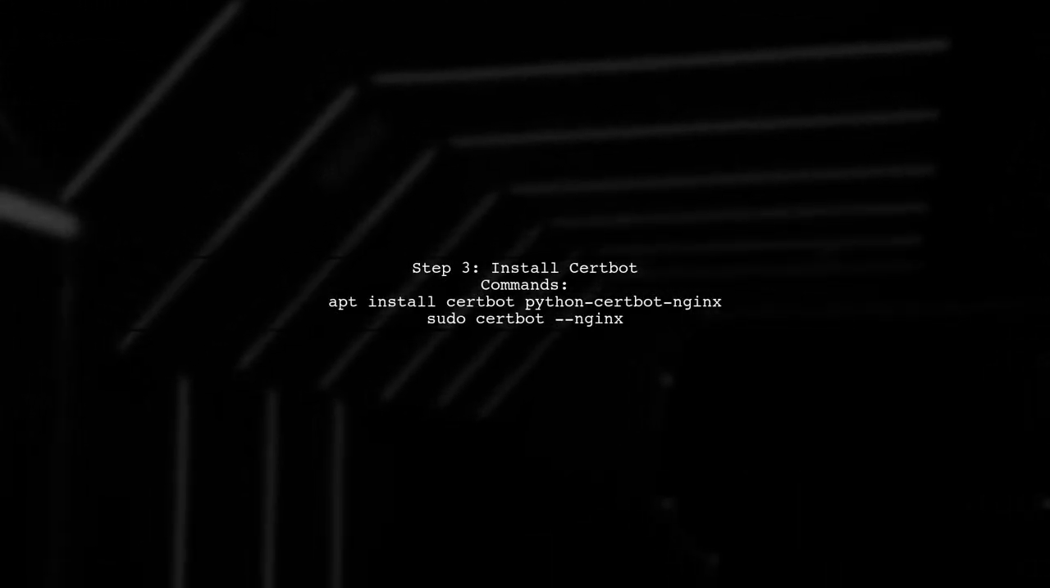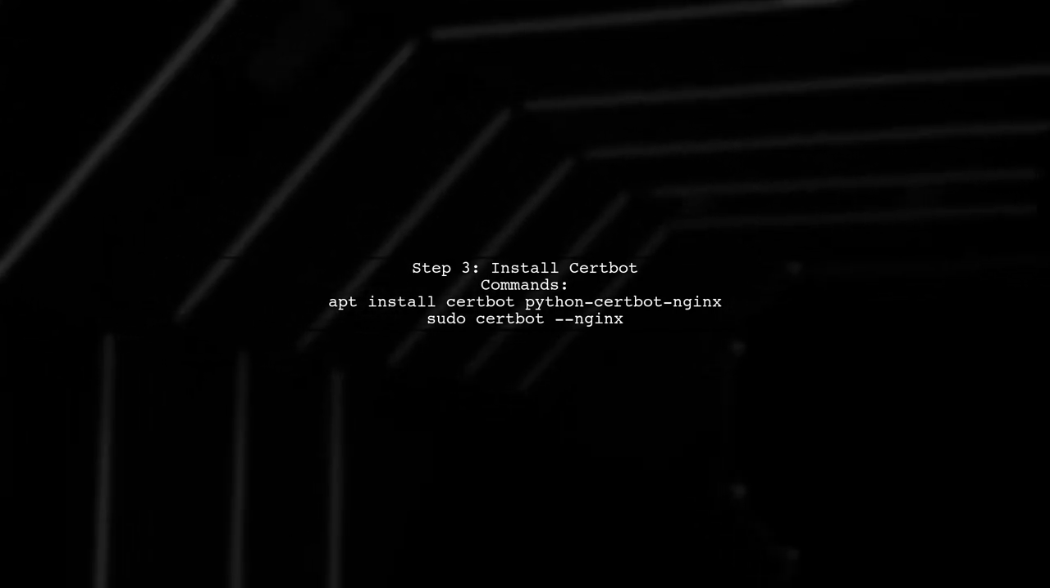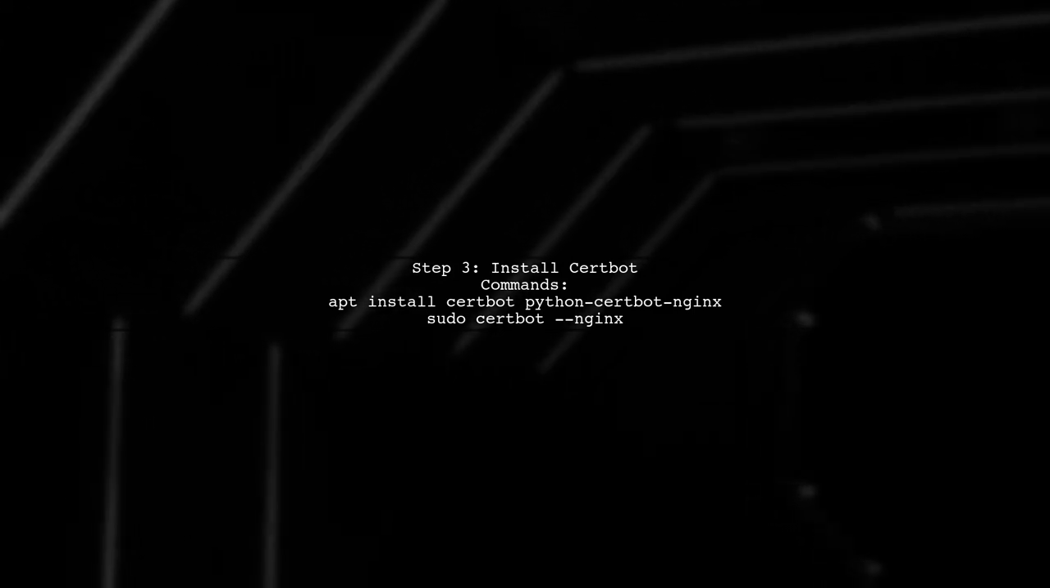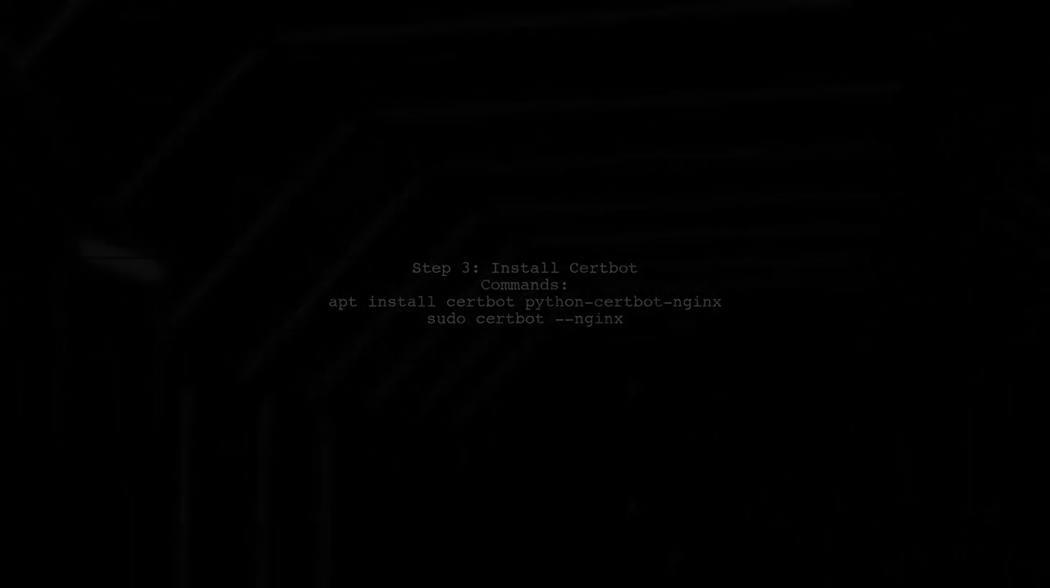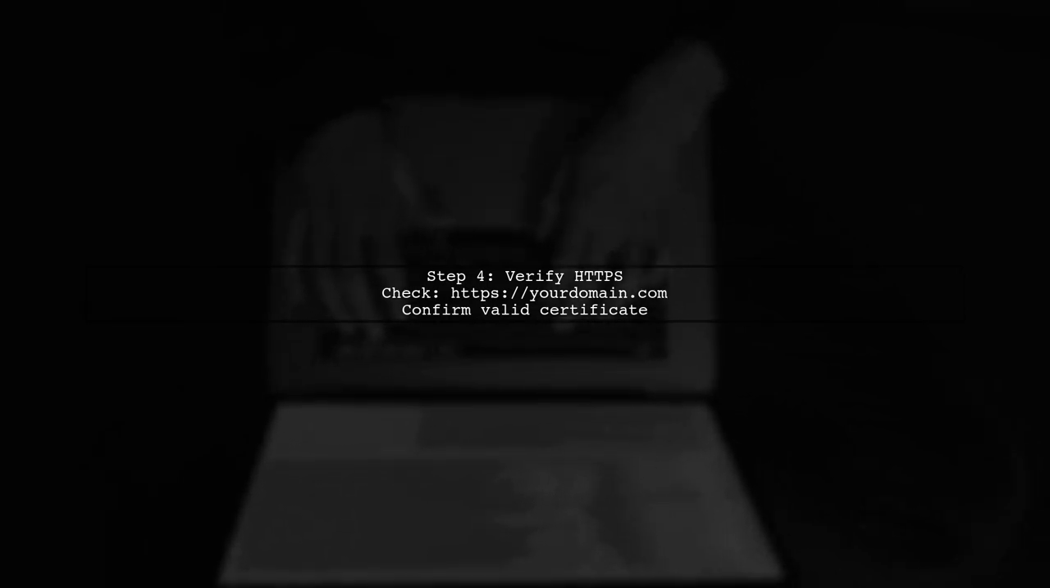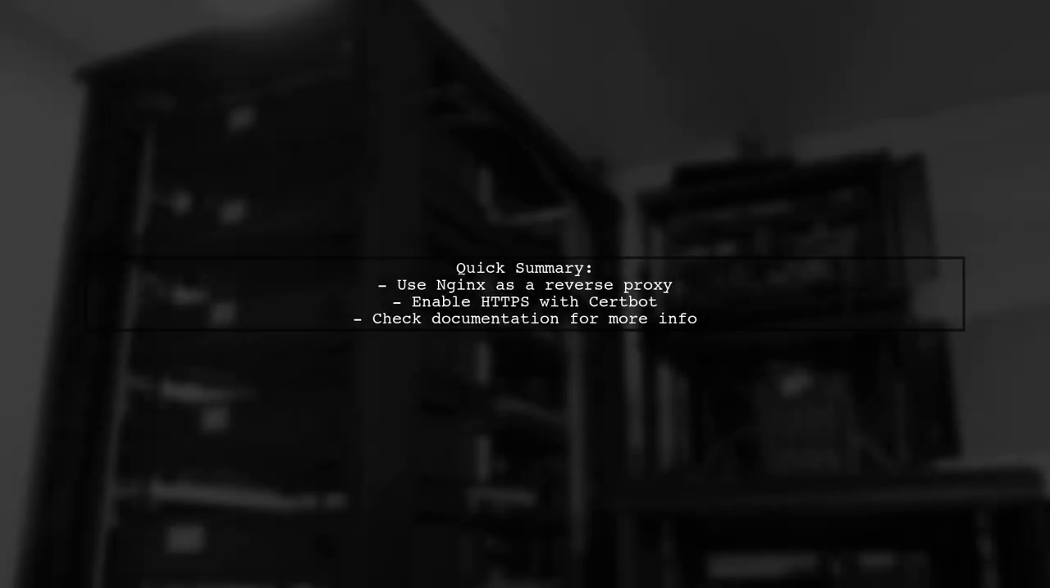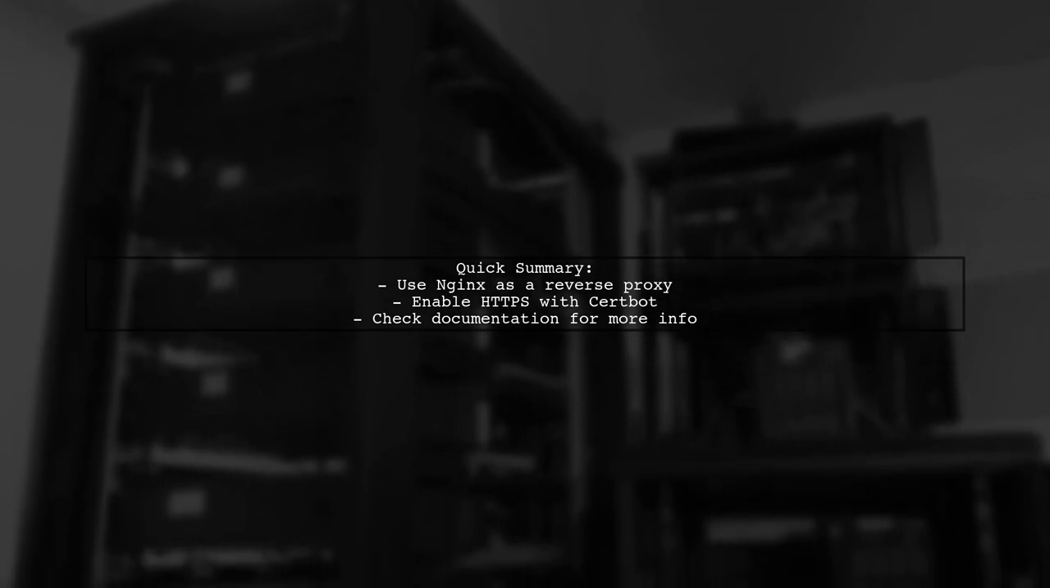To enable HTTPS, install certbot with apt install certbot python3-certbot-nginx, then run certbot --nginx. Follow the on-screen instructions from certbot to complete the setup. Finally, check your site at https://yourdomain.com to confirm the HTTPS certificate is valid. This method provides a quick way to serve your Bottle app over HTTPS using NGINX. For more details, refer to the NGINX and certbot documentation.